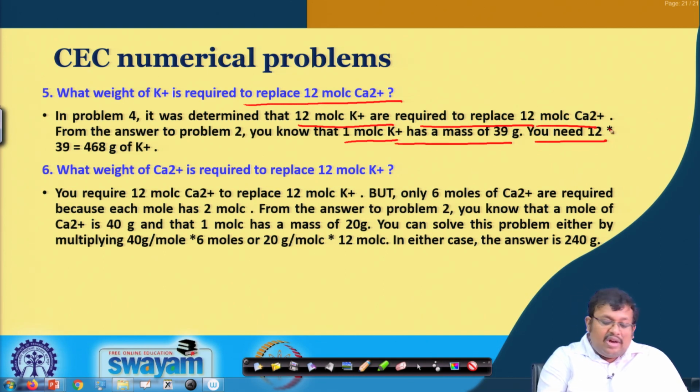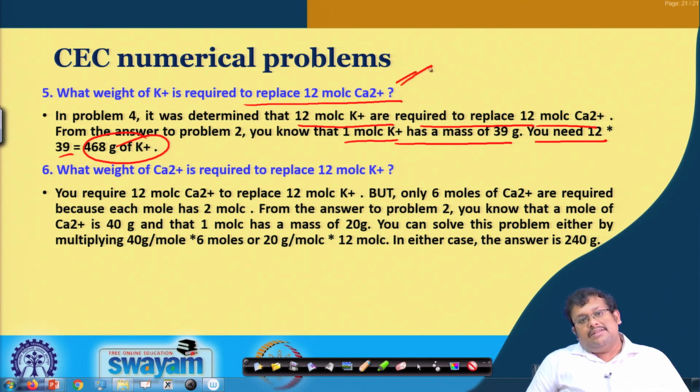So, we need 12 multiplied by 39, that is 468 grams of potassium ions to replace 12 moles of calcium ions. So, this is again simple. Again, we need 12 molar charge of potassium to replace 12 molar charge of calcium. From the calculated mass of a molar charge of potassium, we just have to multiply it. So, 12 multiplied by 39, that is 468 grams of potassium.